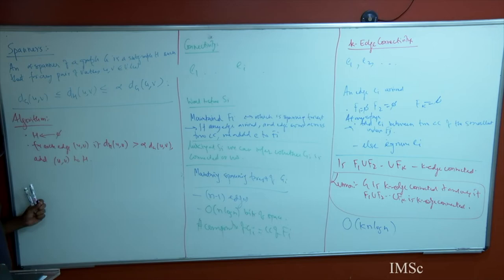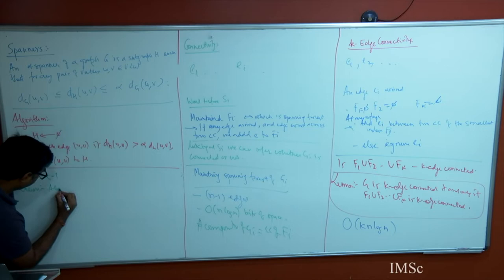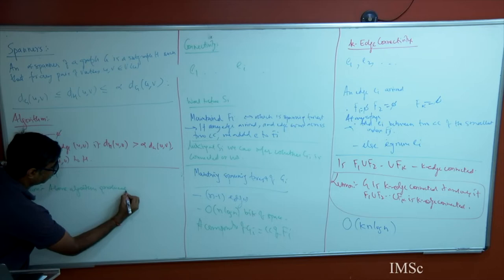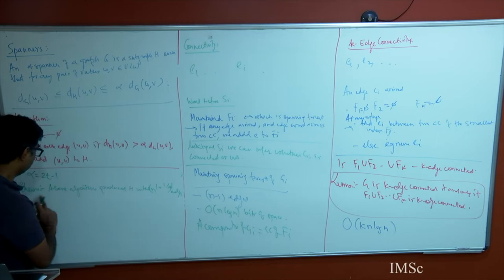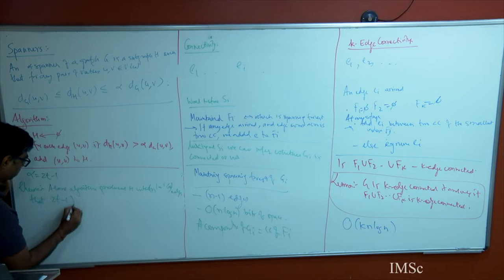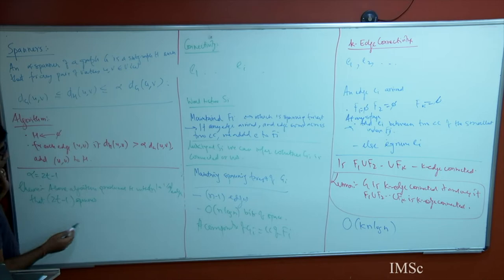So I look at my current graph. If they are too stretched in my current graph, then I add them, I make them adjacent. And what did we analyze? We proved the following: look at alpha equal to 2t minus 1. For alpha equal to 2t minus 1, we showed the following theorem: the above algorithm produces H with n to the power 1 plus 1 over t edges, and that is a 2t minus 1 spanner.